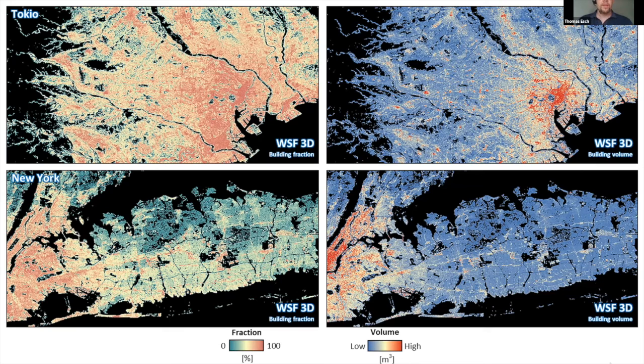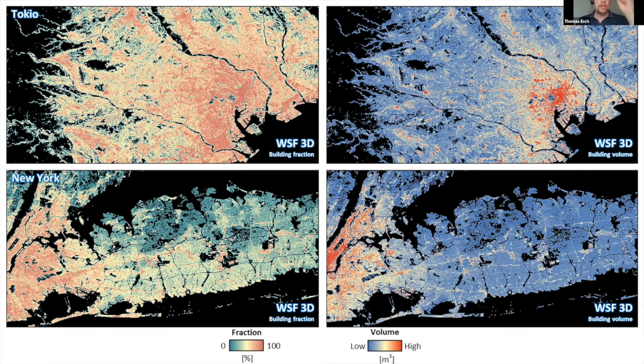So, here you see two examples. In the top row, it's Tokyo in Japan. On the left-hand side, we see one of the various layers that we derive in the WSF 3D context, which here describes the building fraction. At this product stage, we have a resolution of 90 meters, again coming from the 12 meters. So we do a kind of zonal statistics per 90-meter cell. Here we estimate the percentage of buildings within each 90-meter cell from 0 to 100%. And on the right-hand side, you see, again for the same 90-meter cells, an estimation of the volume, which is a product of the building footprint and the height that we estimated.